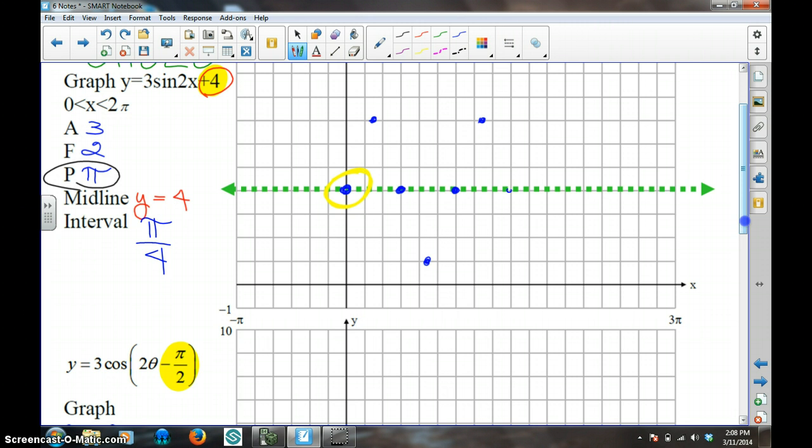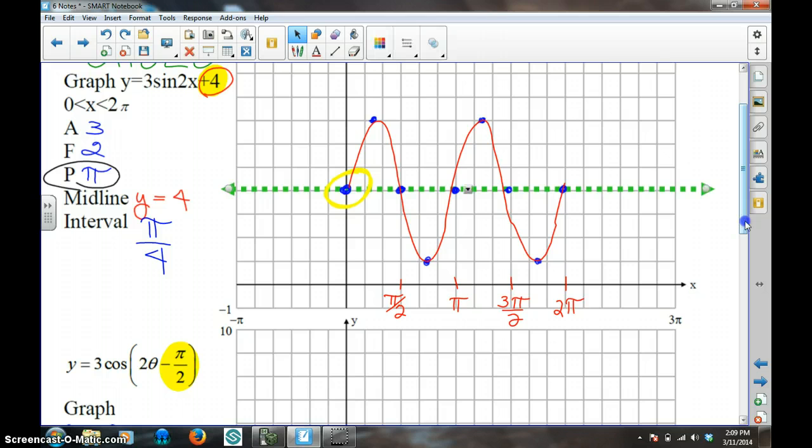Am I going too fast? And then you just finish until you get to 2 pi, which I've just realized I don't have listed here. So I'm going to label my x-axis. And this will be my 2 pi, which I've just marked off. Connect the dots. And then if you wanted to get rid of that fake x-axis, you can see how this graph looks just like a regular sine graph, just raised up 4 units, and it's done.